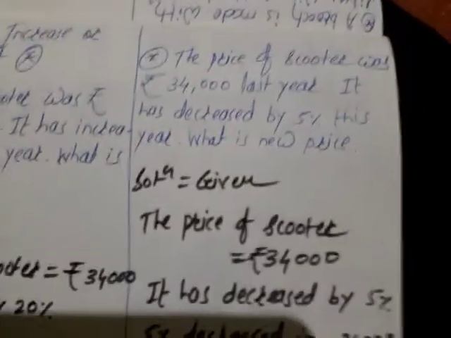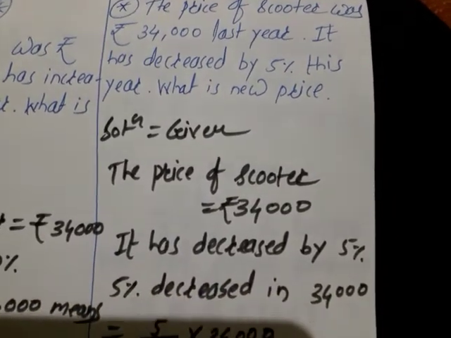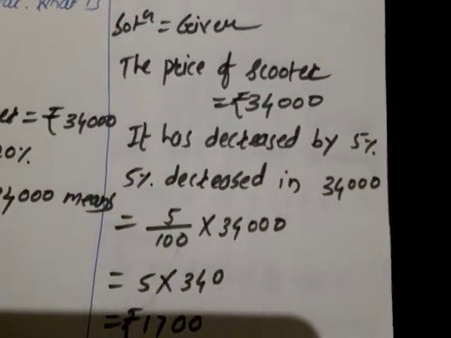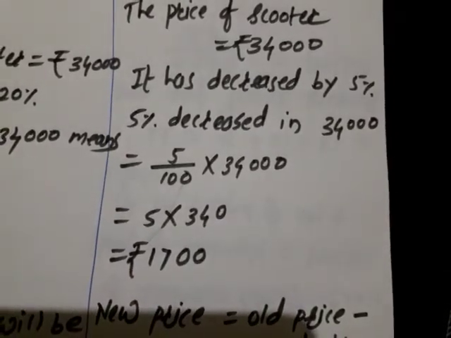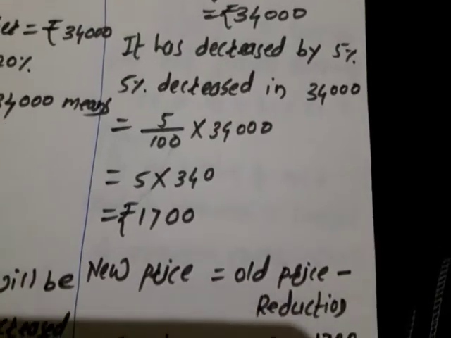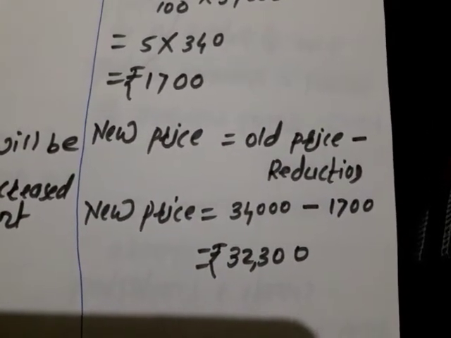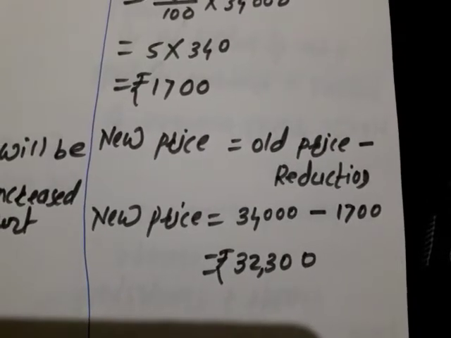And when we are finding the decreased amount, what do we have to do? Same procedure. First of all, we found here 5% decrease, means how much amount is decreased? 1,700 rupees it decreased. And after that we got here the reduction. After reduction we got here 32,300 rupees.